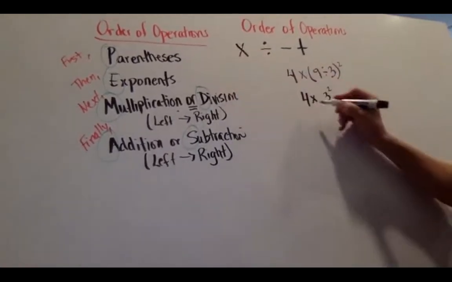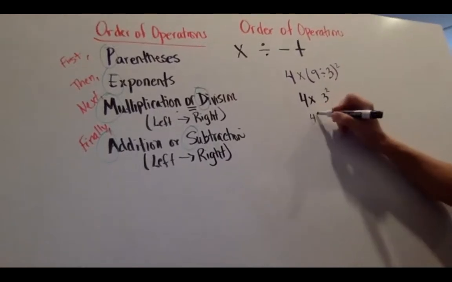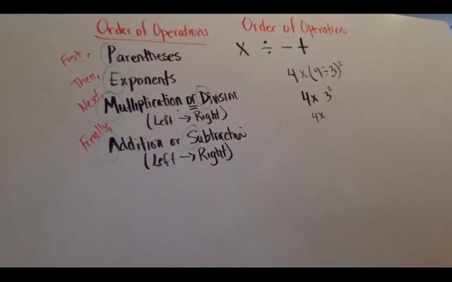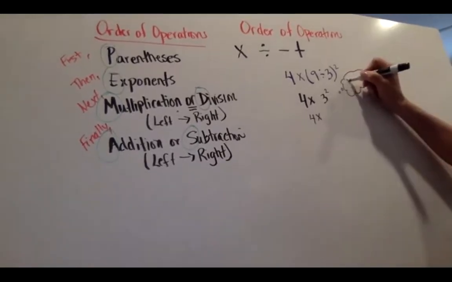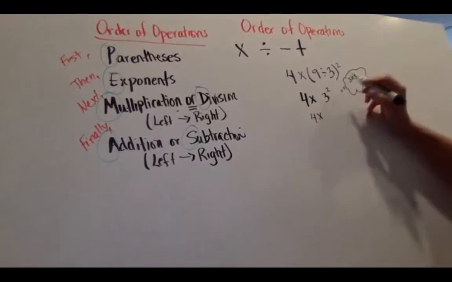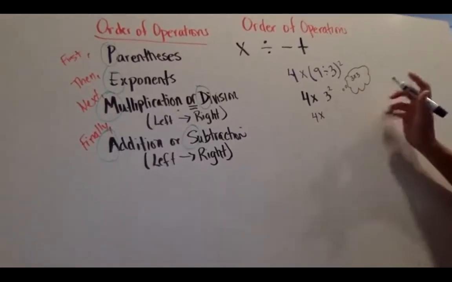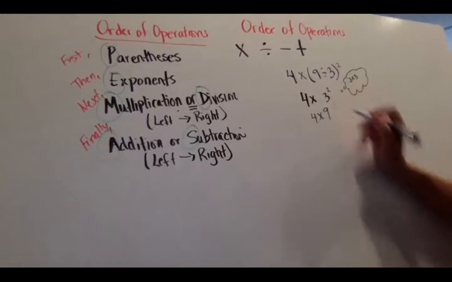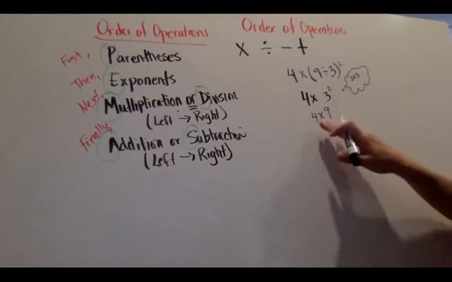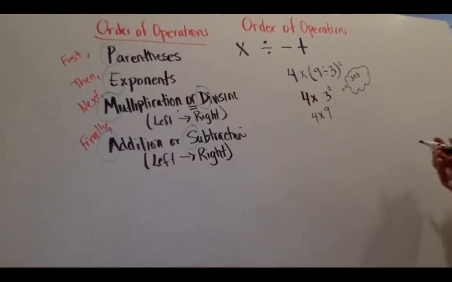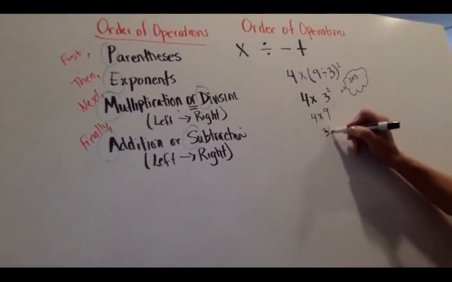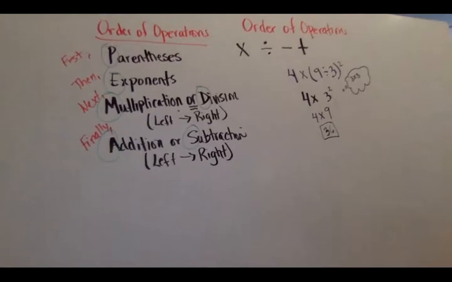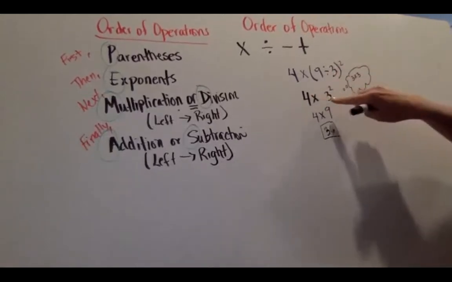Next thing is exponents, okay? So I keep the 4, I keep the multiplication symbol, and I take care of exponents. 3 to the second power really means the base of 3, and I'm going to use it 2 times to multiply by itself. It means 3 times 3. 3 times 3 is 9. Now I'm multiplying. That's where I'm left. There's no division. It's just multiplying. 4 times 9, that's 36. And that's where I put my box. That's where I'm done.